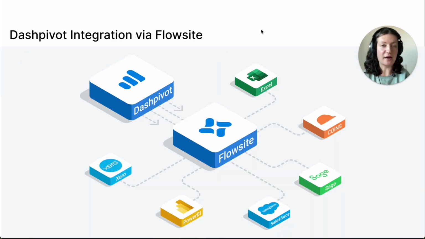Dashpivot can be used for many other use cases, and data can be synced to external tools such as SharePoint, Excel, and Power BI using our integration product, FlowSite. With this, you can seamlessly transfer your permit data from Dashpivot to your preferred data storage or other tools.